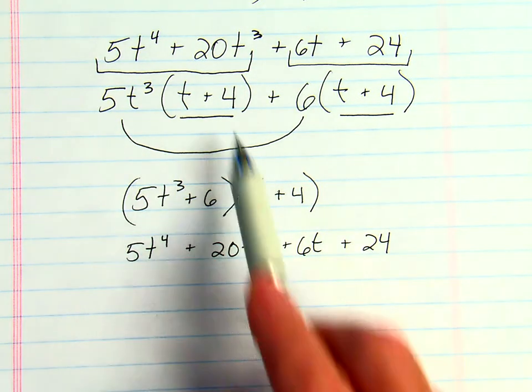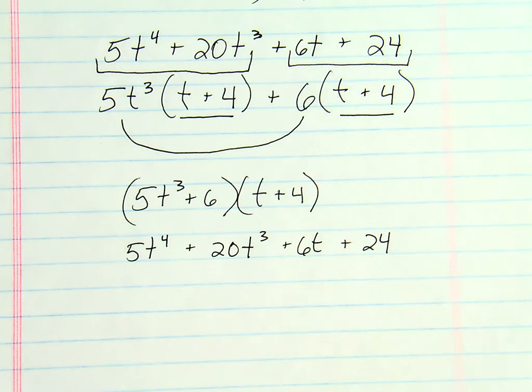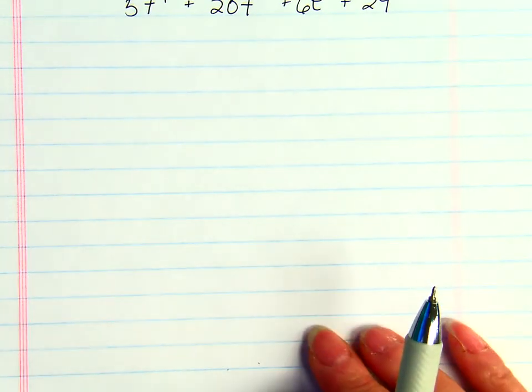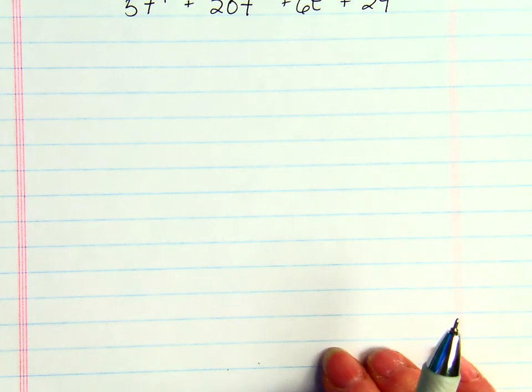Okay, so as you can see, we have exactly what we started with. And it really wasn't a difficult way to factor. So we're going to go ahead and look at a couple more. Actually, one more of this type.